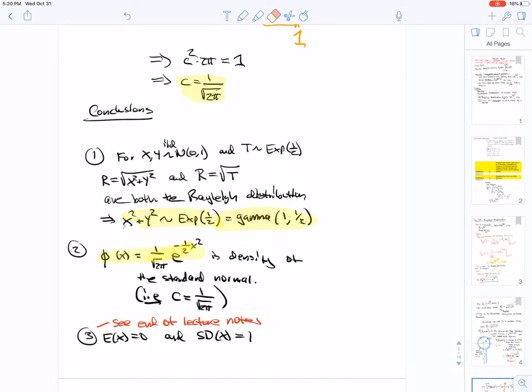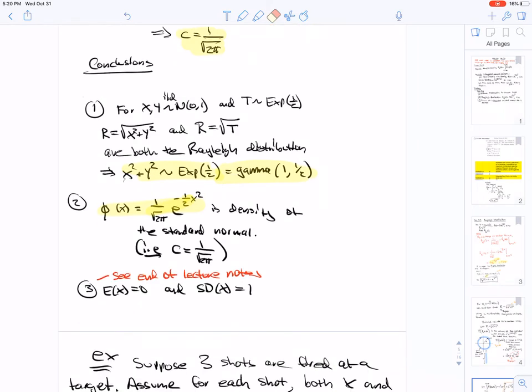random variable can be written two ways. One is the square root of X squared plus Y squared, and also as the square root of T, which is how we initially defined it. So both of these are Rayleigh densities. In other words, that implies that X squared plus Y squared has the same distribution as T, which remember is the same as gamma 1/2, 1/2. So that tells us that X squared plus Y squared is gamma 1/2, 1/2, and that's quite interesting.